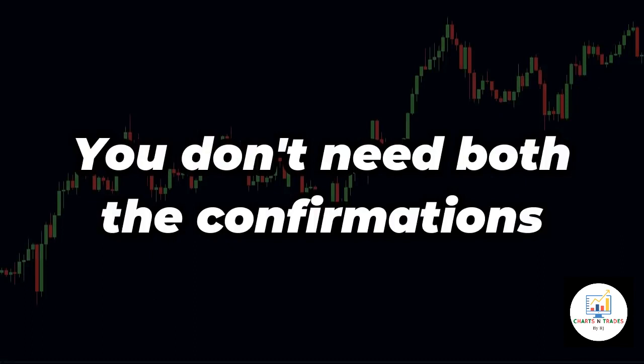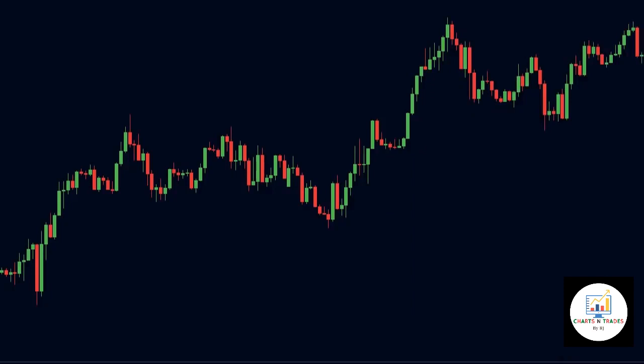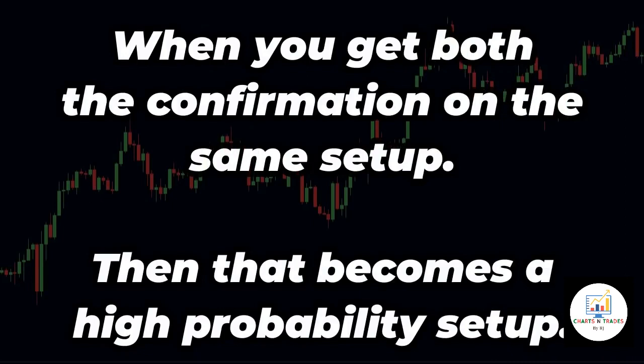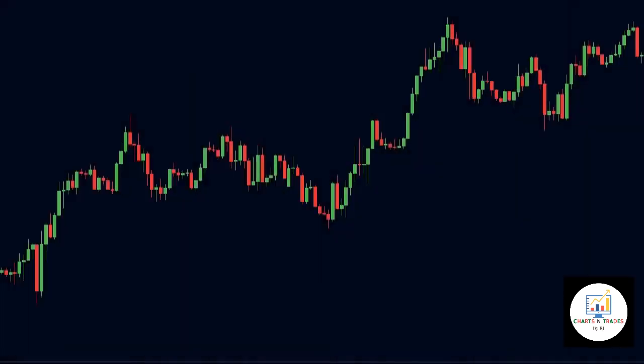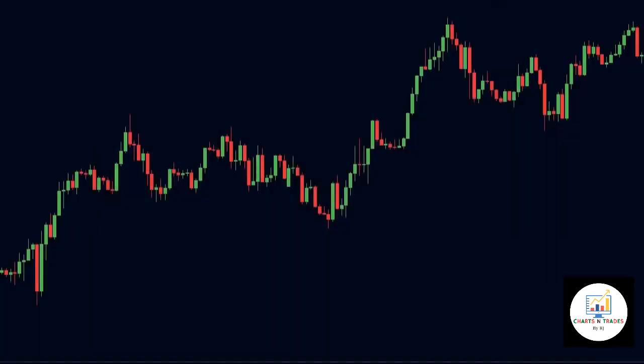And as you can see, the price gave us a good up move after our entry. An important point to note here is that you don't need both the confirmations to validate a setup. You can make use of any one confirmation. But when you get both confirmations on the same setup, then that becomes a high probability setup. On such setups, I tend to increase my position size and I risk more than usual, because I know that the chances of failure on such trades are very less.